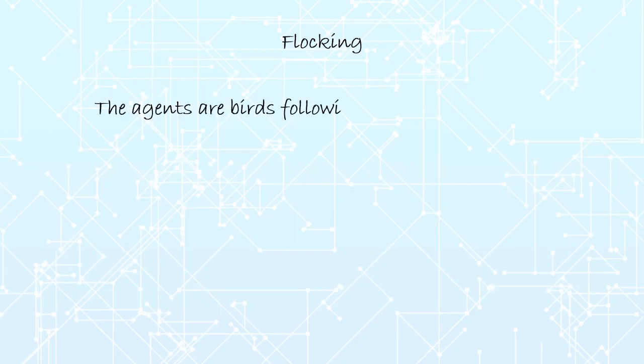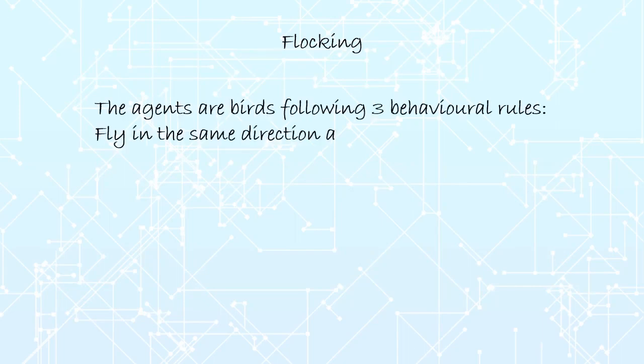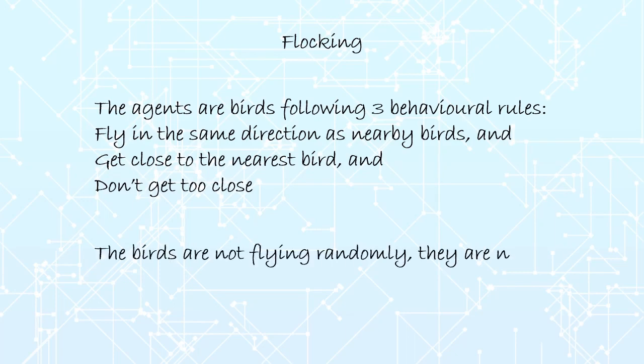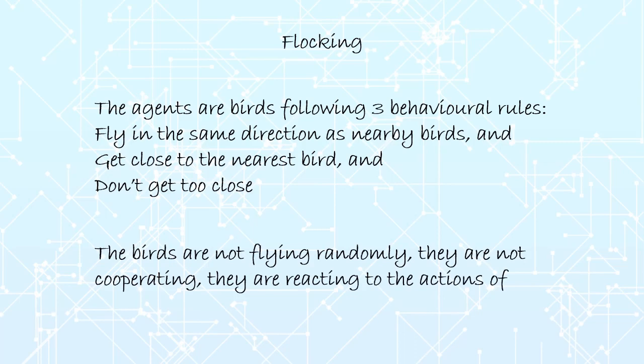The first model is flocking. The agents are birds following three innate behavioural rules. Fly in the same direction as nearby birds. Get close, but don't get too close. The birds are not randomly flying. They are not cooperating either. They are reacting to the actions of the other birds.